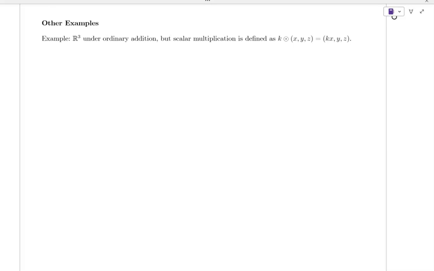Now remember, we've got 10 axioms that we need to check in order to make sure that something is a vector space. But if we're doing ordinary addition for R3, do I need to really check anything in the first 5? No, because we already checked that, right? We know that axioms 1 through 5 are satisfied because we're using ordinary addition.